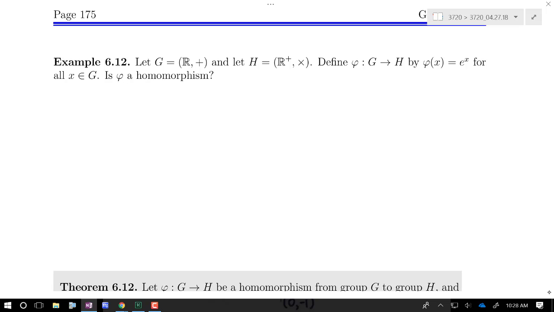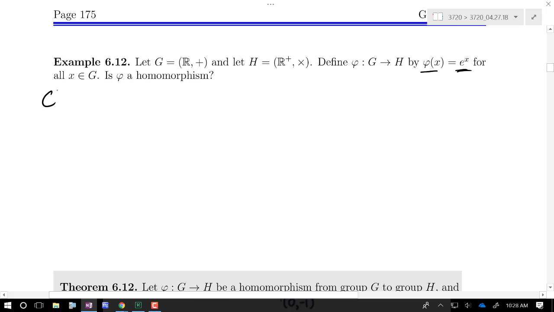So we start off with the set of all real numbers under addition. So that's our group G. Our other group is going to be just the set of positive numbers under multiplication. And we're going to define our function phi by phi of x is equal to e to the x. And we want to know, is phi a homomorphism?